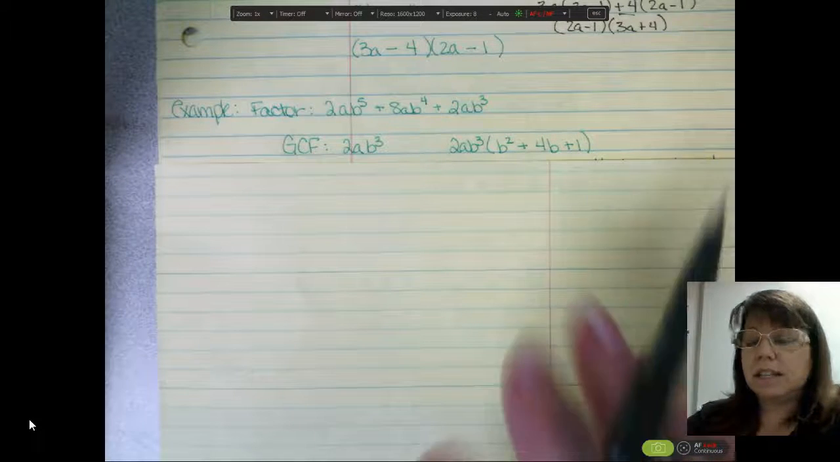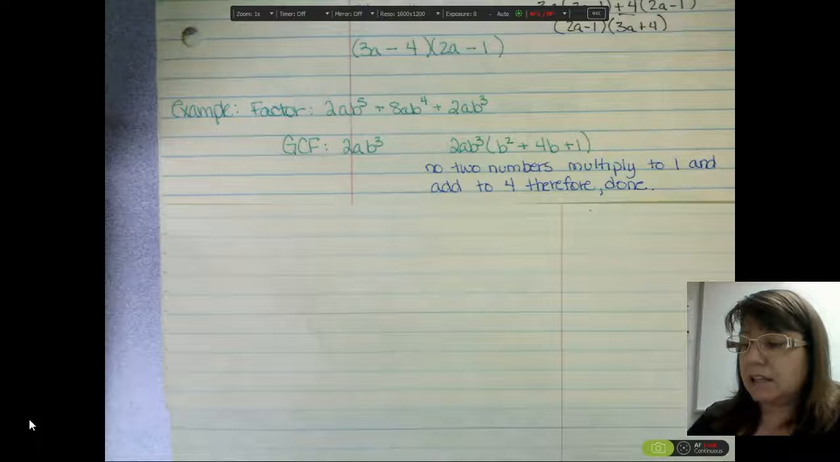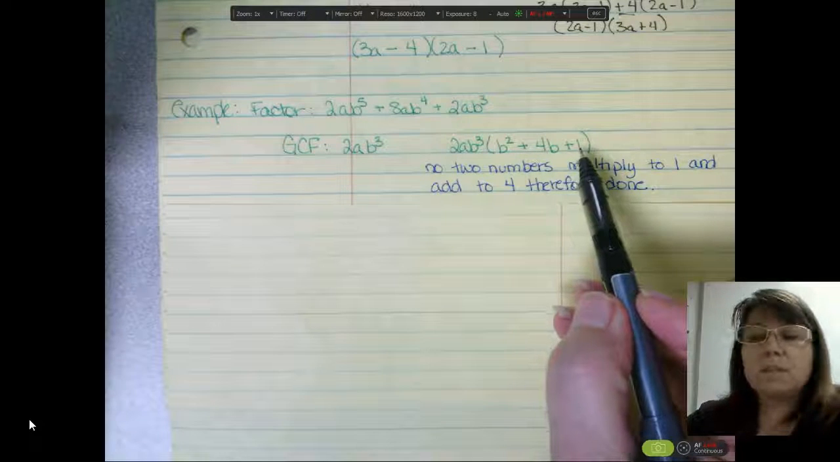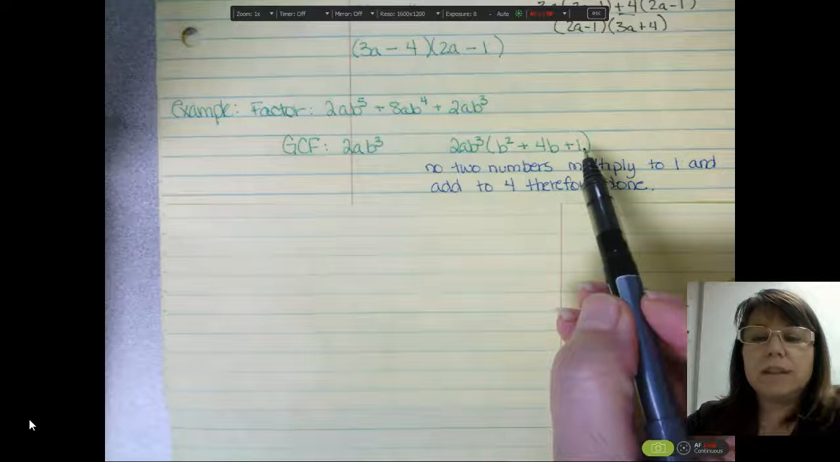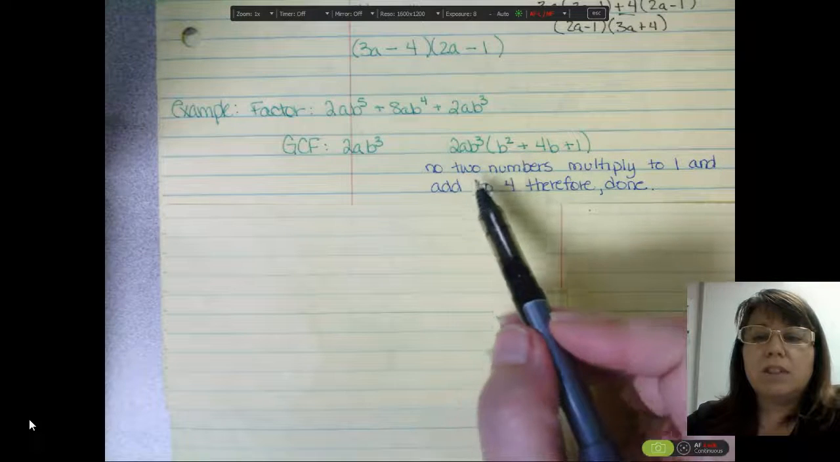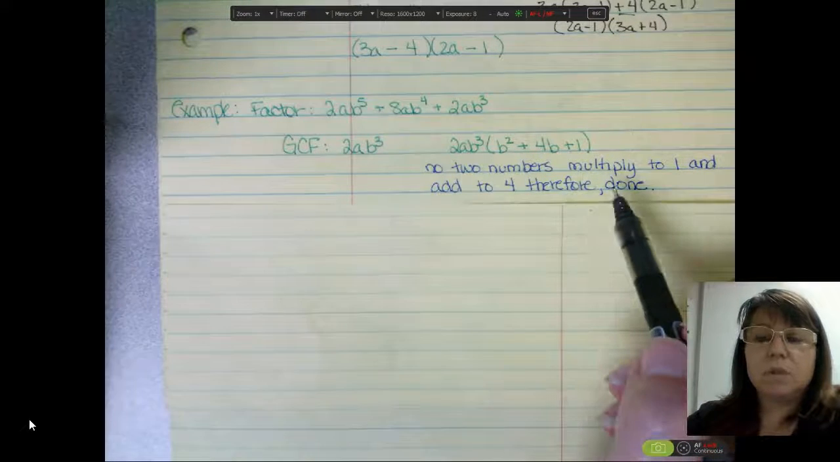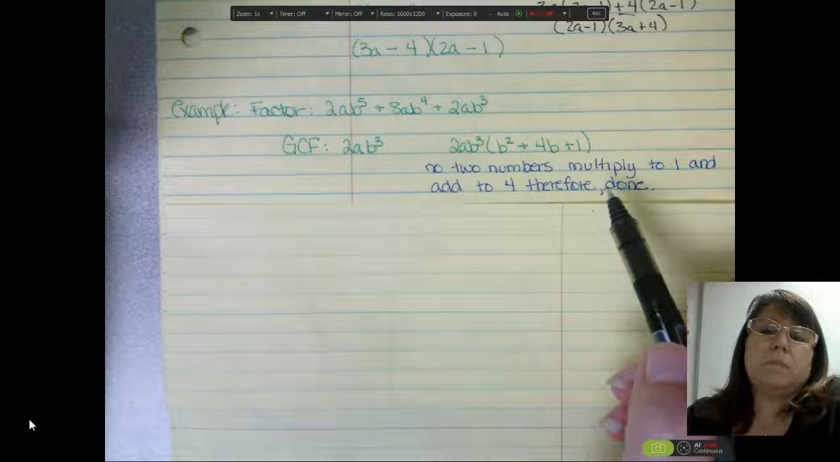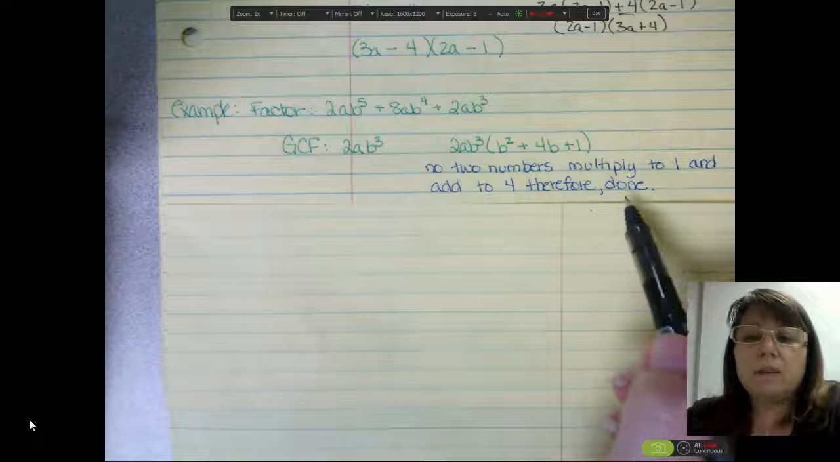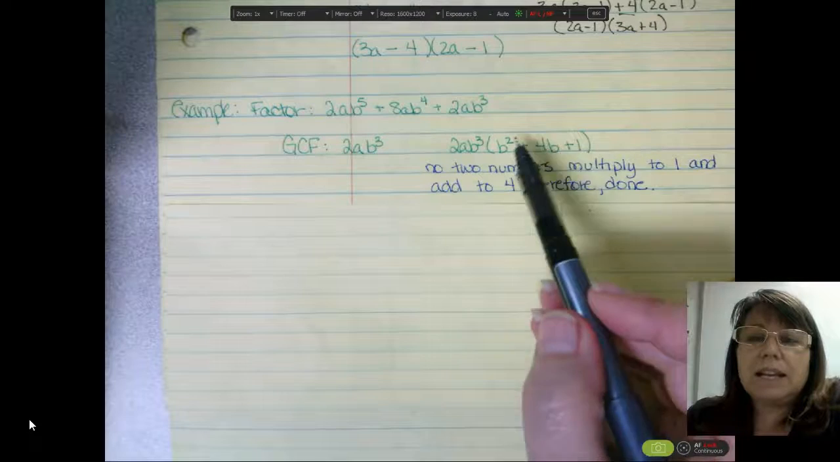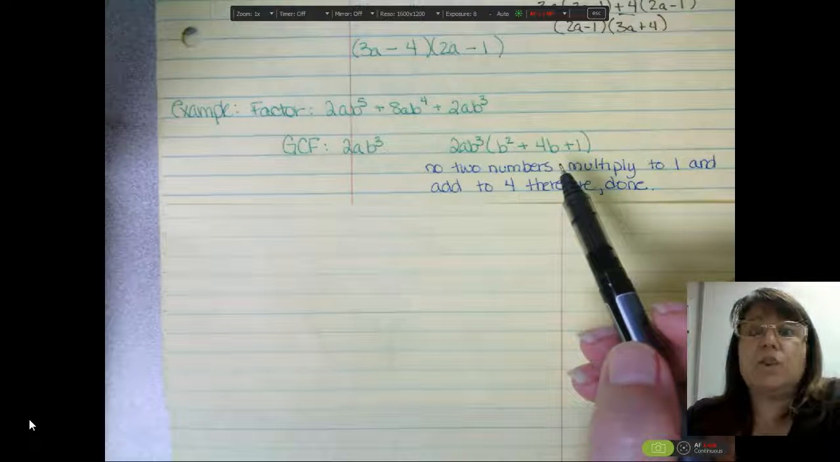Now I need to look, is there anything else that I can do? Are there two numbers that multiply to 1 but add to 4? Well, 1 times 1, but 1 plus 1 is only 2, therefore we're done. It cannot be factored any further than what it is.